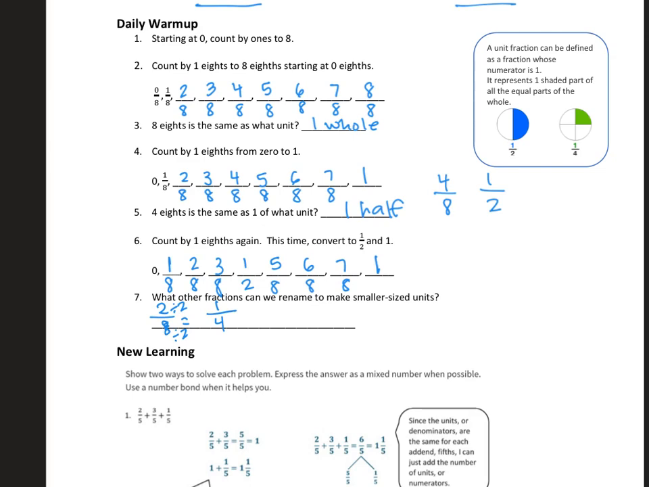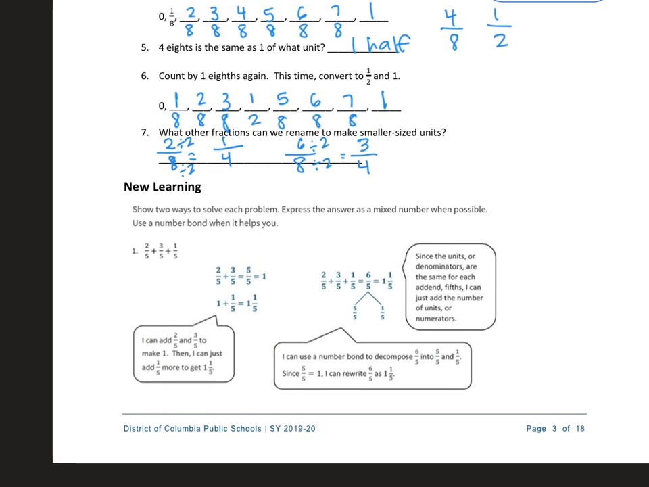Okay. I know that I could say 6/8, right? Again, I can divide both of those by 2. And that gives me 3/4. So 6/8 is the same as 3/4. Okay. So those are the two other fractions that we could have renamed here. All right, so that's just a little bit of a warm-up. Now we are going to go down to our new learning.